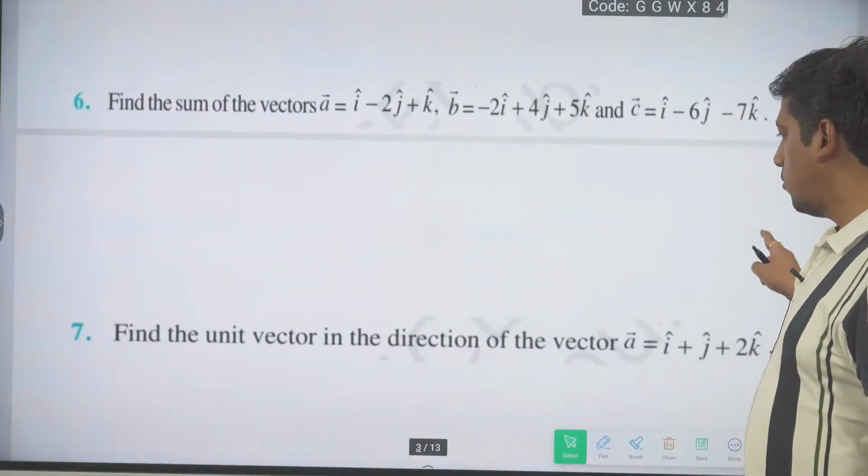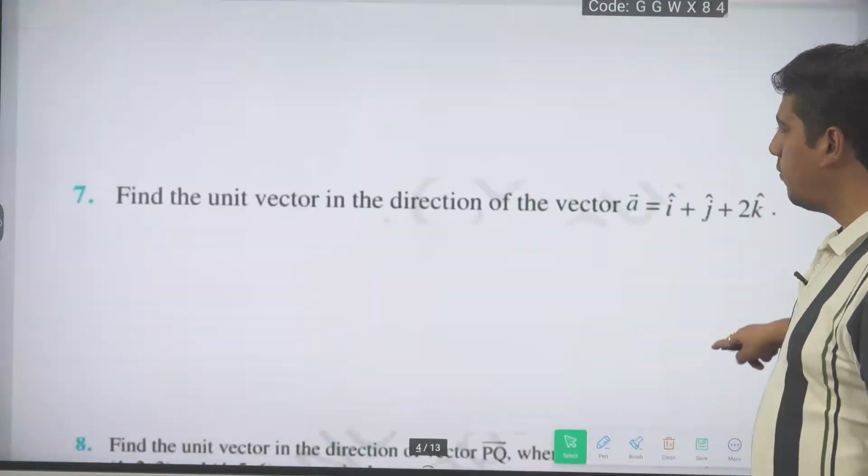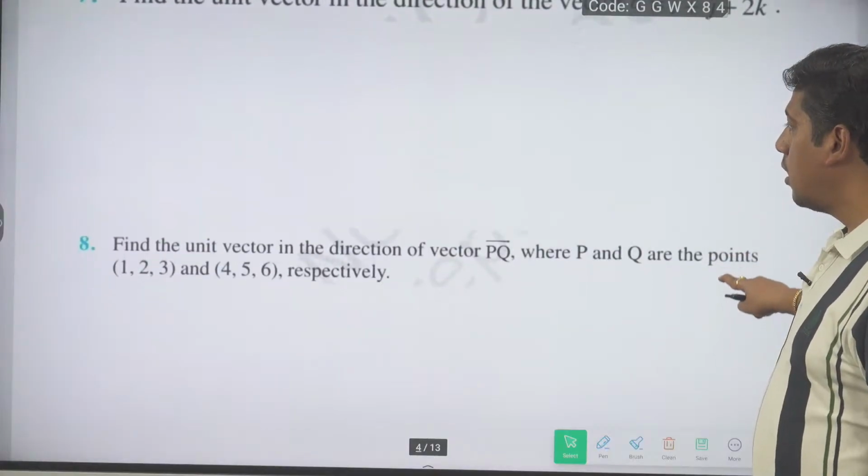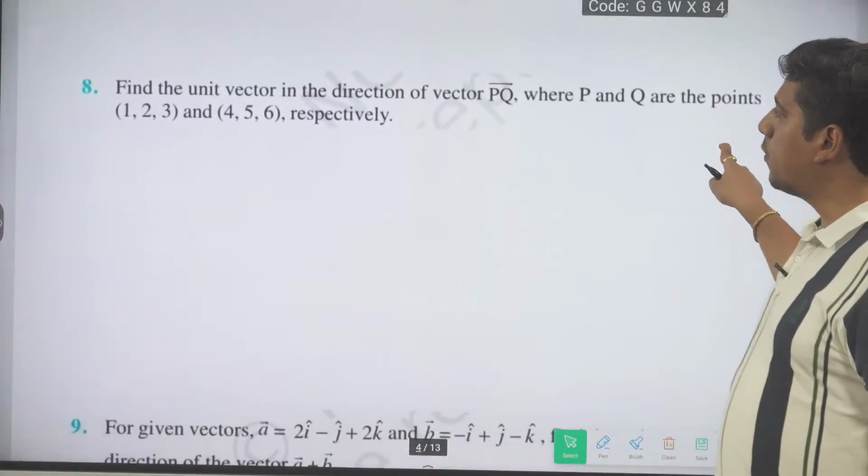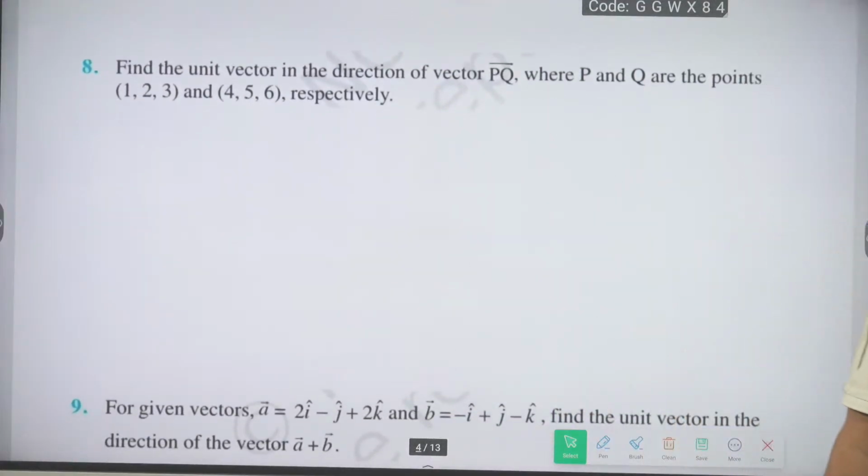Chalo, these questions are easy. We are skipping it. This one you can solve.